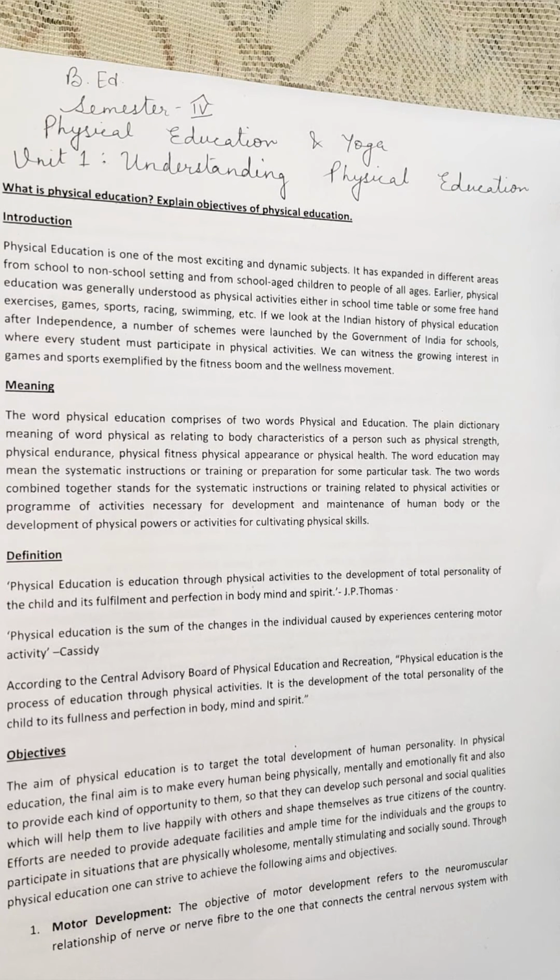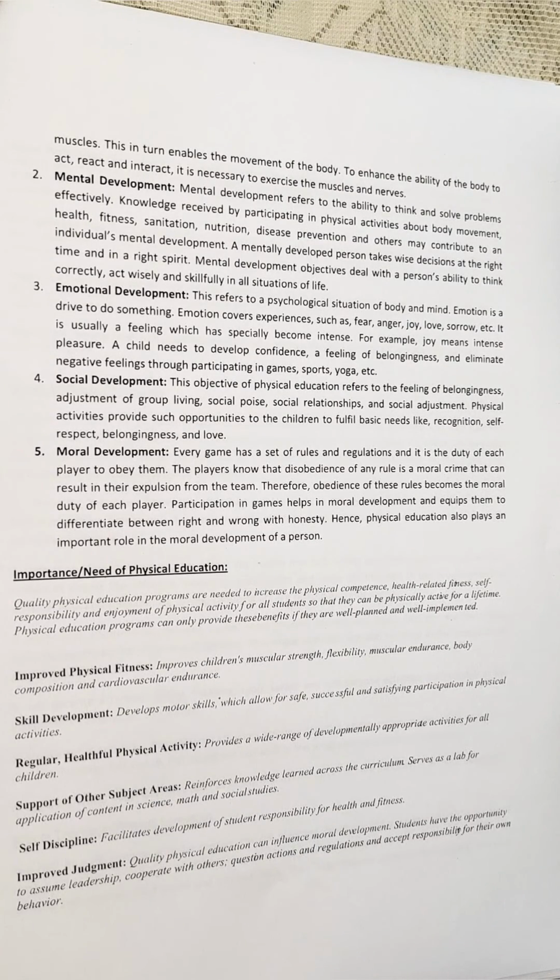Let us see. The objective of motor development refers to the neuromuscular relationship of nerve or nerve fiber to the one that connects the central nervous system with muscles. This in turn enables the movement of the body. To enhance the ability of the body to act, react and interact, it is necessary to exercise the muscles and nerves. Second is the mental development.